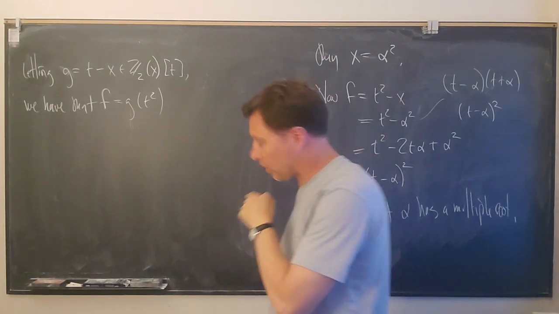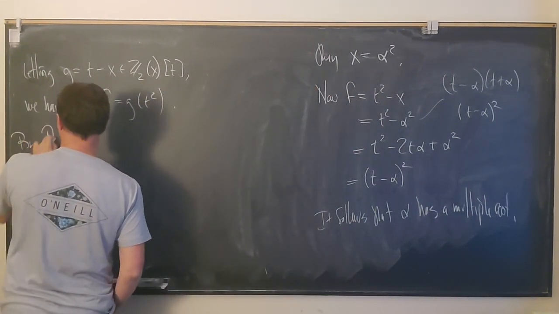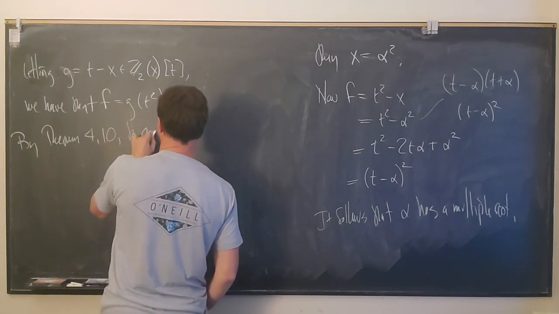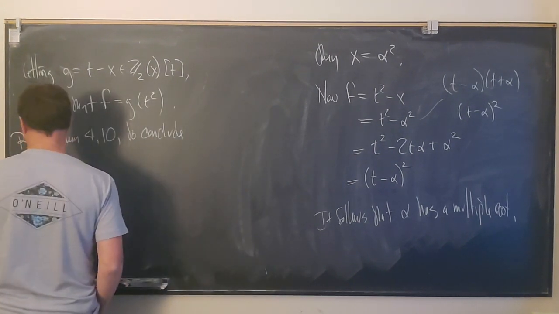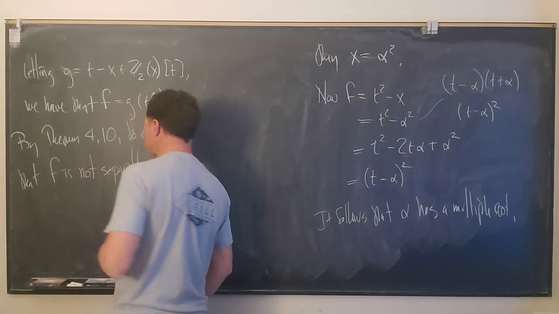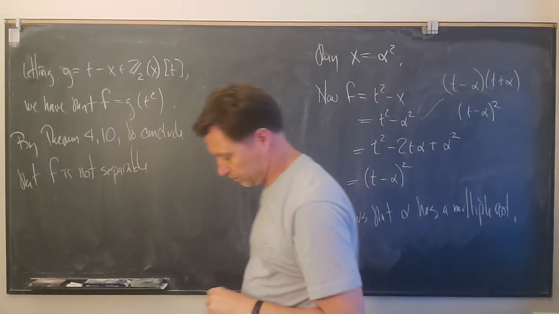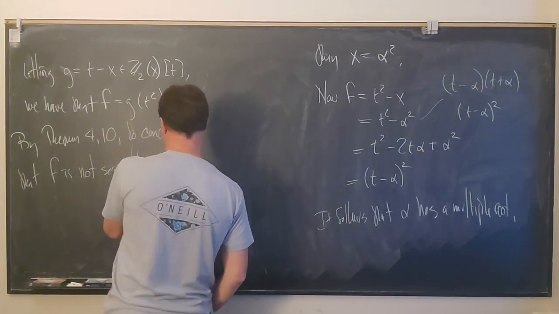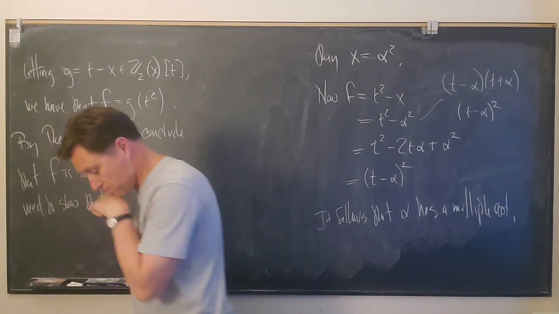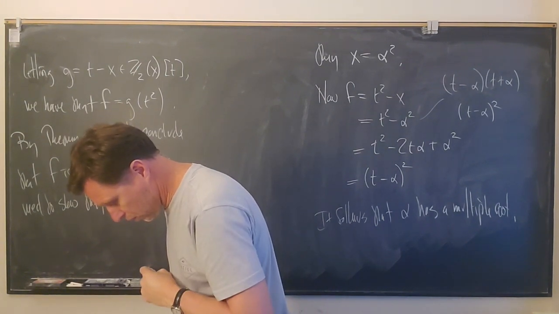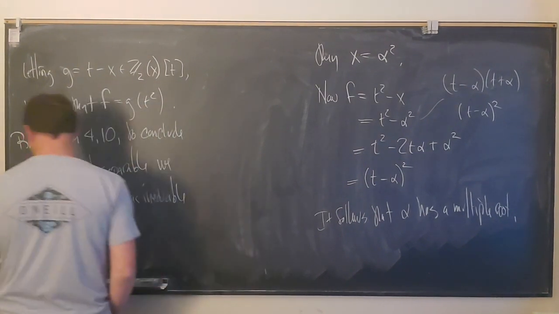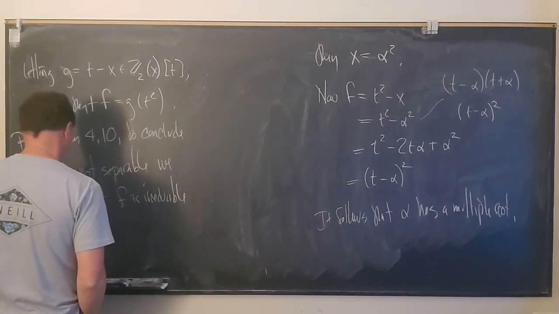So now if you think back to our theorem, by theorem 4.10, to conclude that f is not separable, what remains is to show that f is actually irreducible. So we need to show that f is irreducible over Z2 parentheses x.